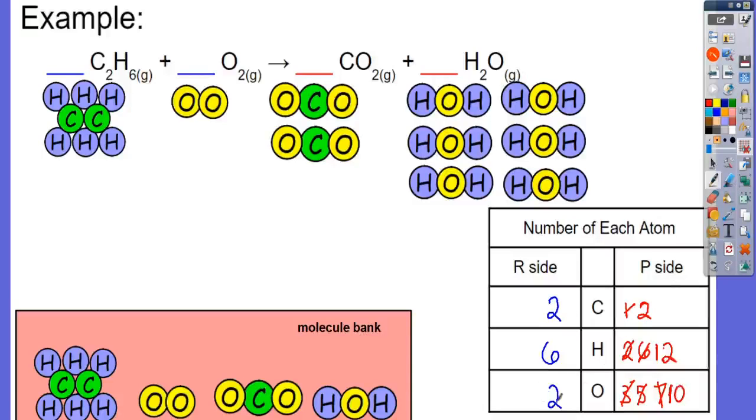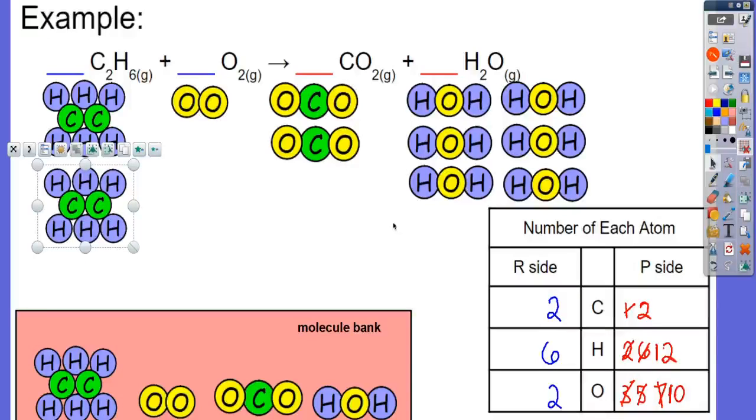Now I'm not going to go and fix my oxygens because I just messed up my hydrogens. So now I'm going to come back to my reactants and fix my hydrogens. So I have 6 hydrogens. I need 12. So what I need is to double this. So by adding another molecule, I've doubled my amount of hydrogens. So what was 6 hydrogens is now 12.